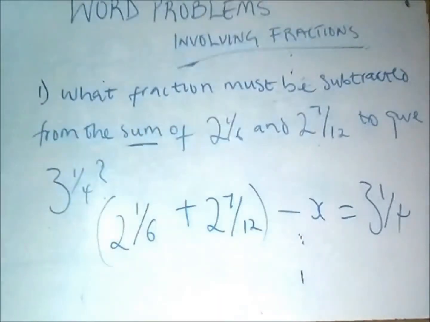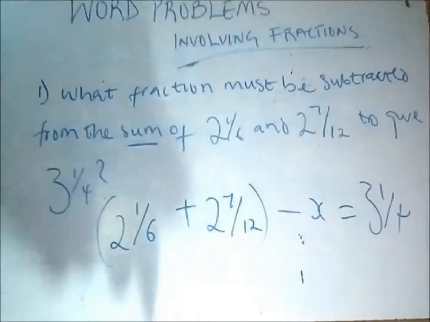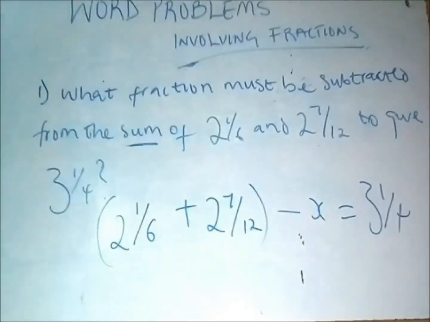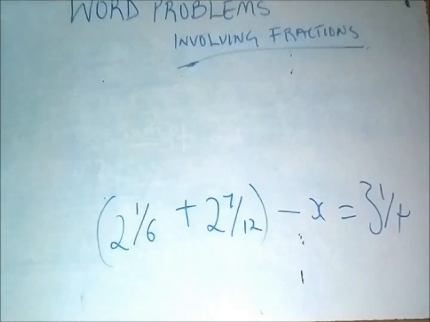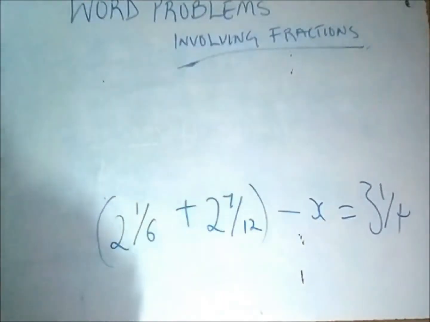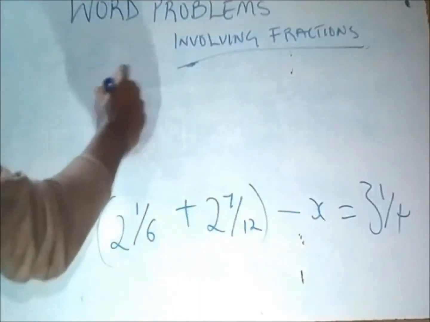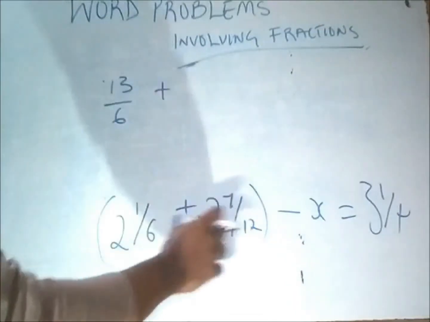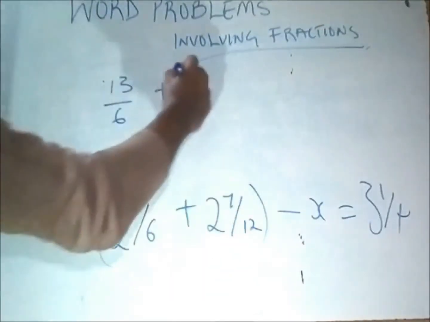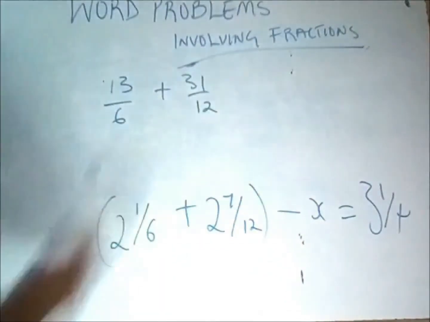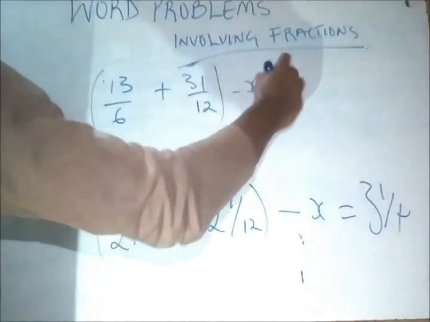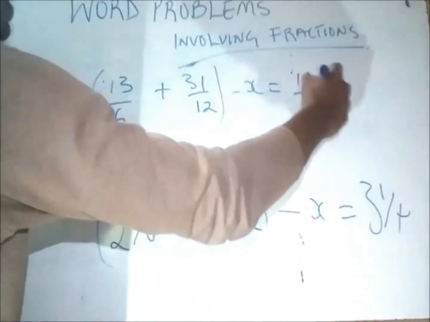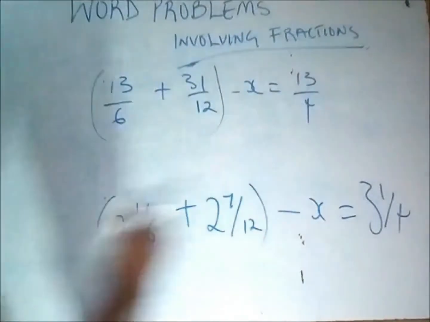Now, following the earlier examples on fractions, you should be able to solve this, but we're just going to do it for those who may be new to fractions too. Bringing this up here, we change this to an improper fraction, which will be 13/6, since 6 times 2 is 12 plus 1 is 13, plus this, which will be 24 plus 7 is 31/12. Still in the bracket, minus x equals 13/4. I'm going to clean this now.